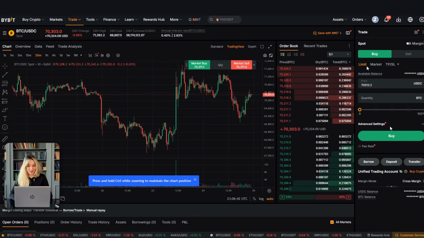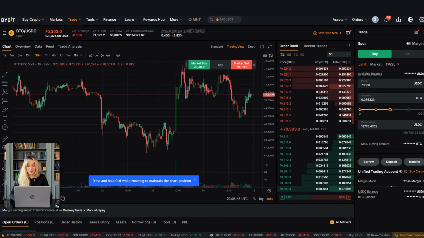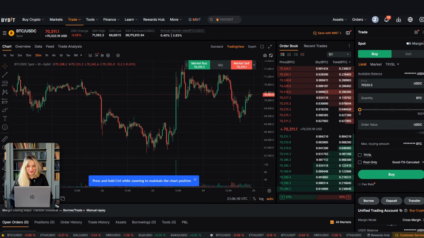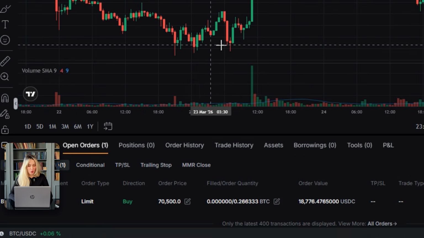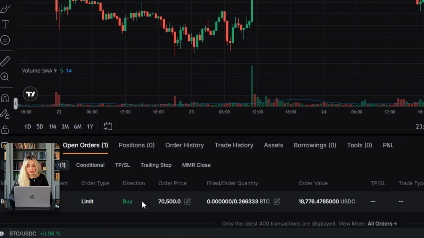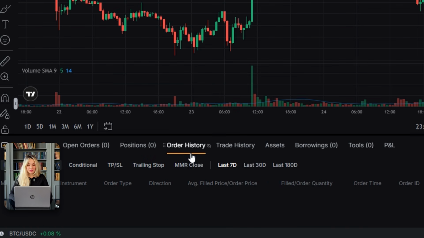Now, let's look at limit orders. Select Limit, set the price you want to buy at, for example, below the current market price. Enter the amount and place the order. Now, it waits until the market reaches your price. While waiting, your order appears in Open Orders. You can cancel it anytime. Once filled, it moves to Order History.